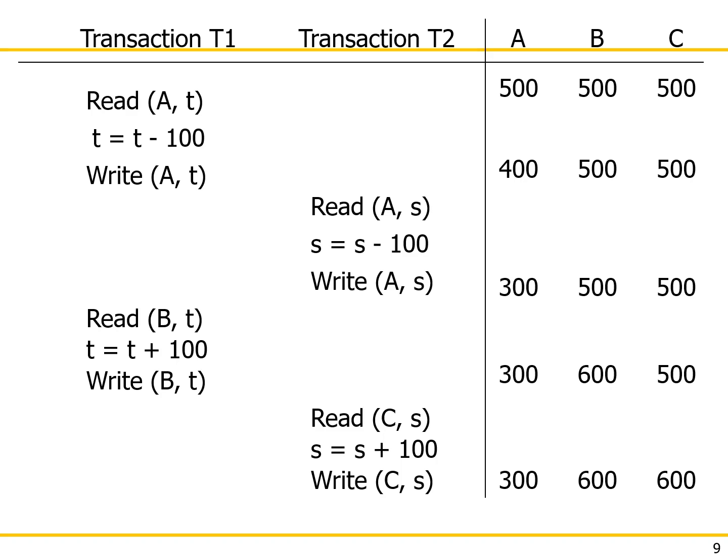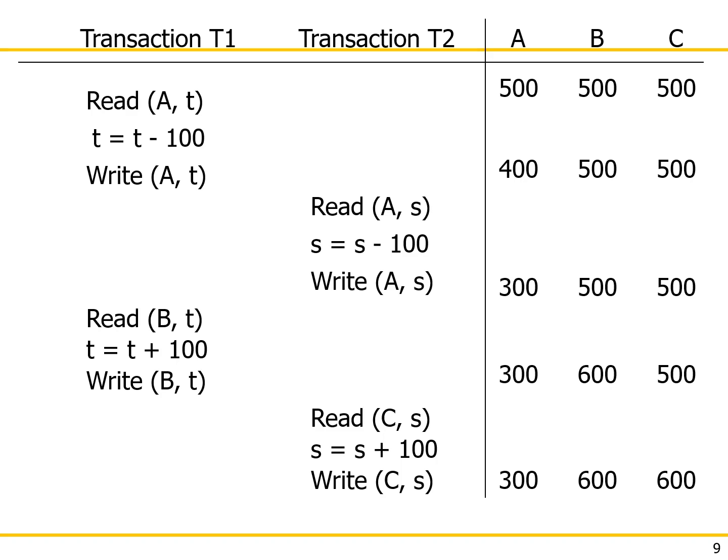We start by T1 running, and then a context switch happens, and now we're running T2. So we read A into S, we subtract 100, and write back S into A. Now a context switch happened one more time. So we stop running T2, and we go back to run T1. We continue on, reading B into T, adding 100, writing T into B. And since transaction T1 is done, we context switch to T2, and we execute the remainder of T2, which is reading C into S, adding 100, and writing back S into C.